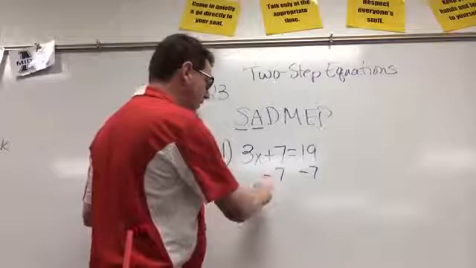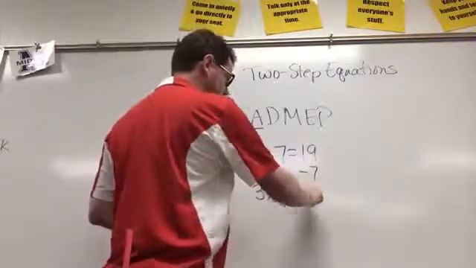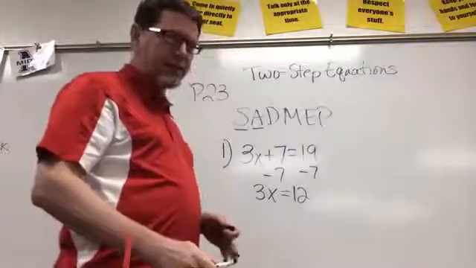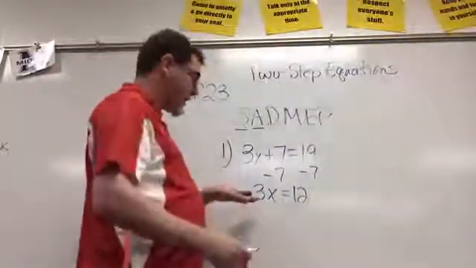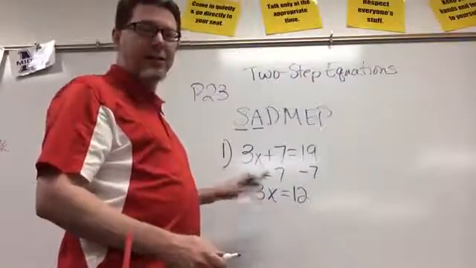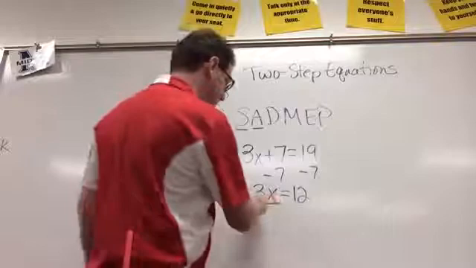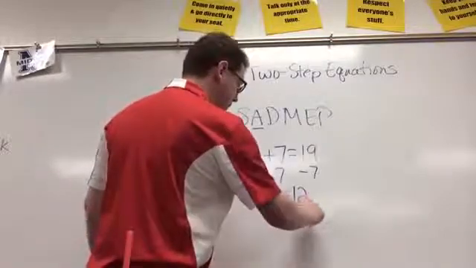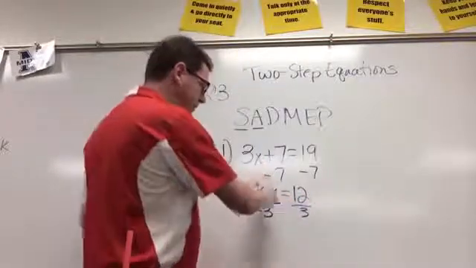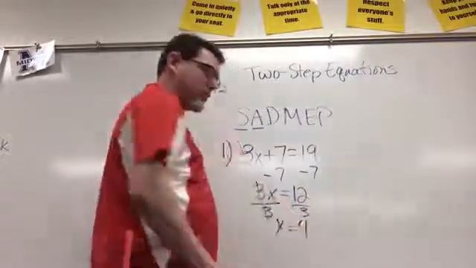Well, that leaves me there with 3x equals 19 minus 7, which is still 12. Even in the country, folks, it's still 12. And now, because I have a multiplication problem right here, I got to do the opposite. And the opposite of multiplication is division. So I'm going to divide by 3 on both sides. And when I divide by 3, I'm left with x equals 12 divided by 3, which is 4.